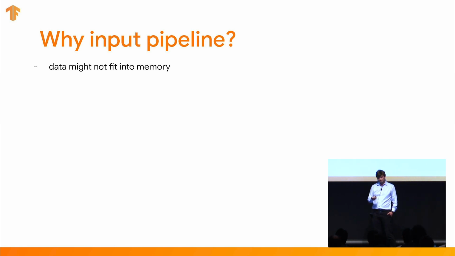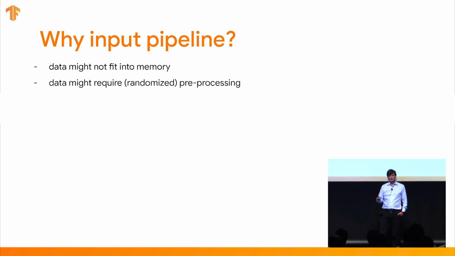The data itself might also require randomized pre-processing, which means that we cannot pre-process everything ahead of time offline and then have the data ready for training. We actually need to have an input pipeline that performs the pre-processing, such as in the case of ImageNet, perhaps image cropping or randomized image distortions or transformations, on the fly as we're running the machine learning computation.